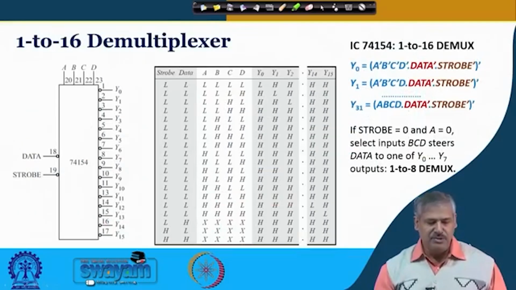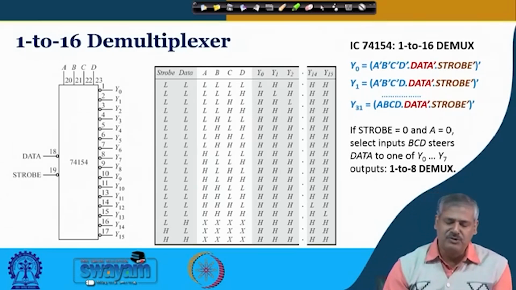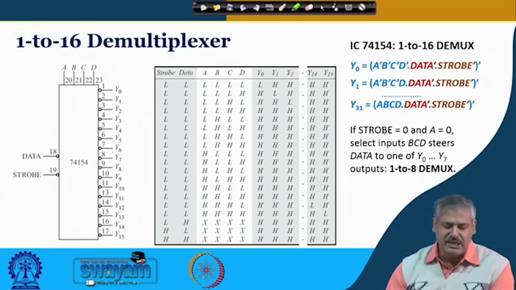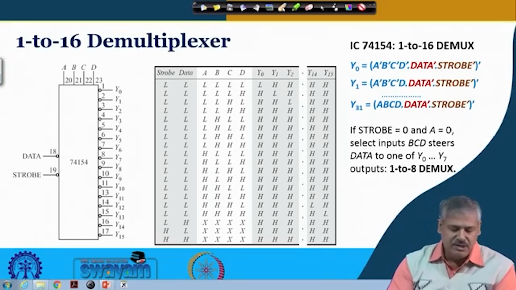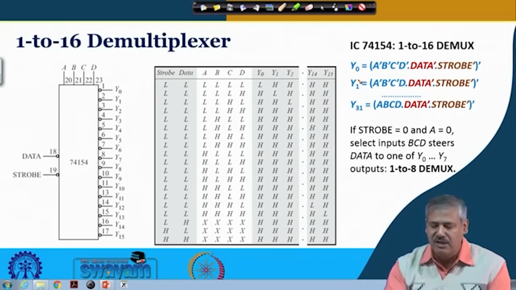So now we look at another example. Earlier we had seen a 1 to 4 demultiplexer. If we look at a 1 to 16 demultiplexer, this is IC 74154. In this case also we have got a strobe input. The basic equation follows the same bank of AND gates at the output, and you can see this is the basic circuit.